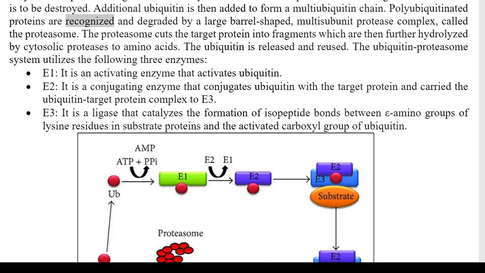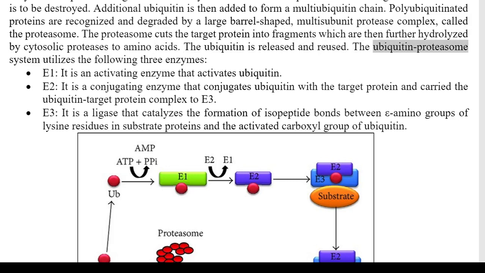Polyubiquitinated proteins are recognized and degraded by a large barrel-shaped, multi-subunit protease complex, called the proteasome. The proteasome cuts the target protein into fragments, which are then further hydrolyzed by cytosolic proteases to amino acids. The ubiquitin is released and reused.